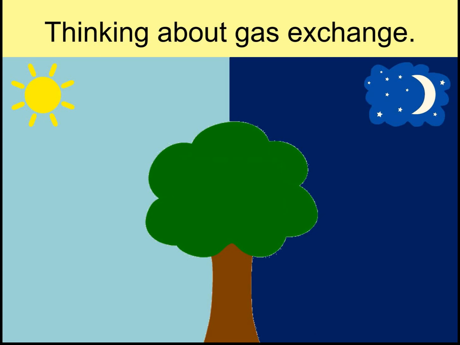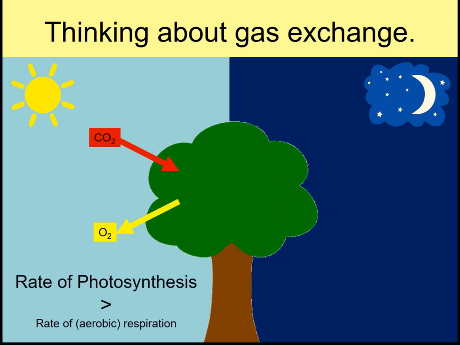So in the daytime, you'll think what gases are going in, what gases are going out. So we're thinking about gas exchange in the leaf here. In the daytime, you're expecting carbon dioxide to be being taken in and absorbed, and oxygen to be being produced. And the reason for that is you've got photosynthesis going on. So the rate of photosynthesis is greater than the process of aerobic respiration. Remember, respiration is done by all living things all of the time. So during the day, photosynthesis and respiration are occurring, but the rate of photosynthesis is much higher than the rate of respiration. So therefore we've got a net uptake of CO2 and a net production of oxygen.